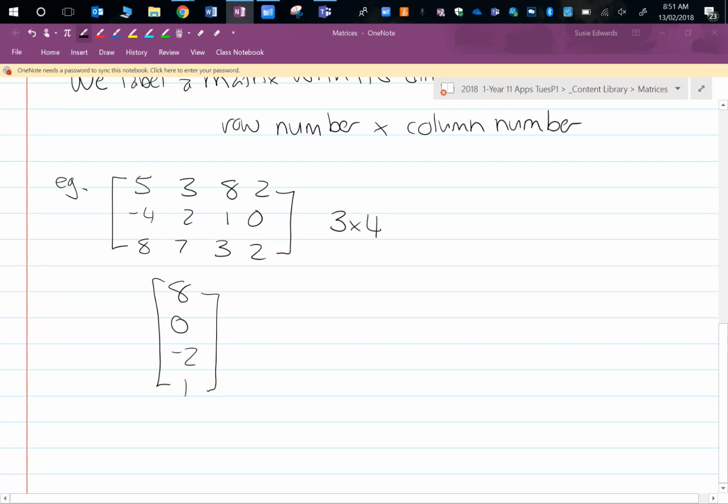What would this one be? 4 by 1, okay? So how many times can we go across? 1, 2, 3, 4. How many times can we go up and down? 1. So it's 4 by 1. Now this has a particular name and you're going to need to know this name. I'm going to highlight all the words you specifically need to know. So this is called a column matrix. Why do you reckon that might be? Because it's just one column.